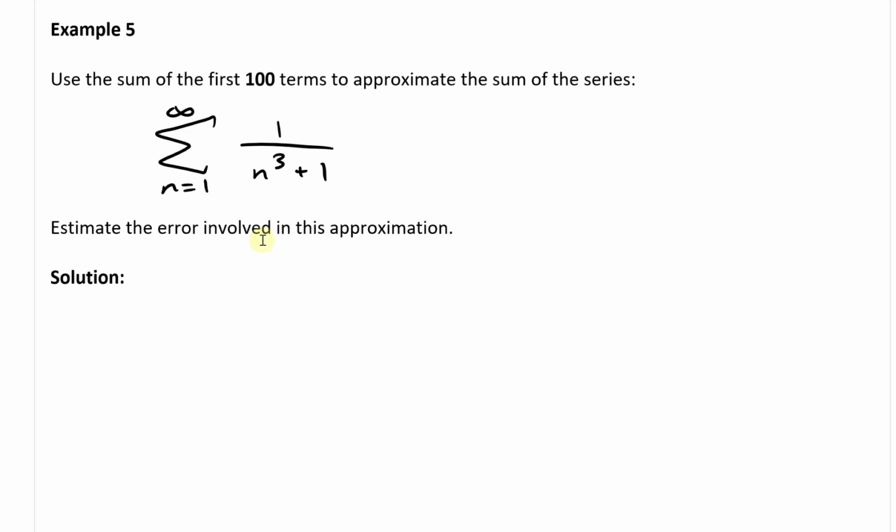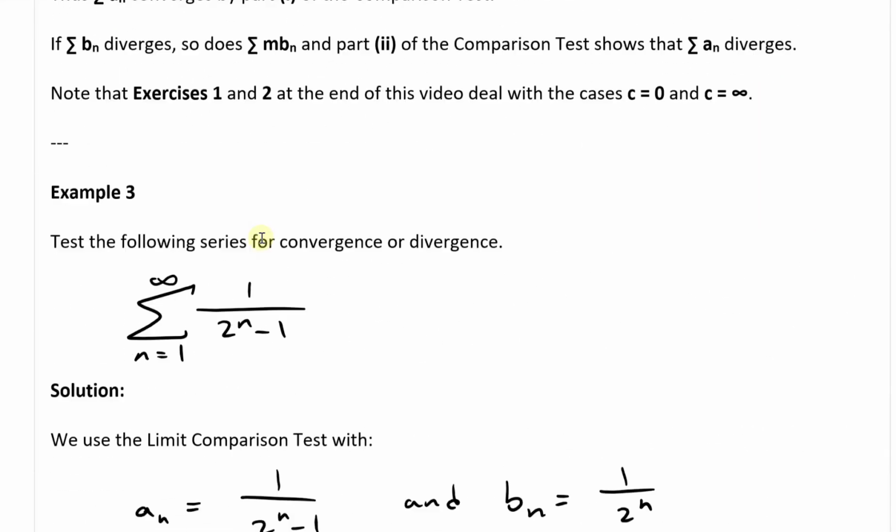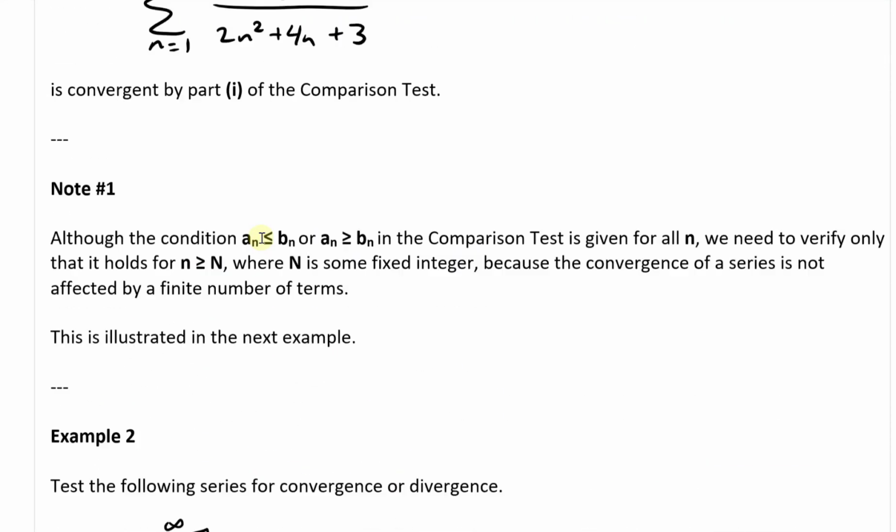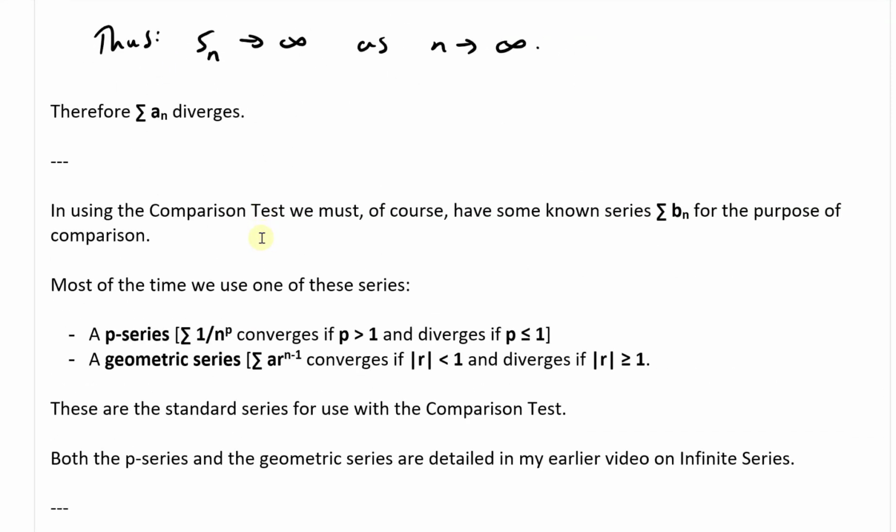Alright, so let's look at the solution. Since we know that this term, 1 over n cubed plus 1, is going to be less than 1 over n cubed, because you just have this extra 1, so you're dividing by a larger number at every single term, and you get a smaller number than without that extra plus 1. So we have 1 over n cubed, which is just a p-series where p is greater than 1. Let's scroll up to what I wrote down earlier in the comparison test area. The p-series, summation 1 over n to the power of p, converges if p is greater than 1 and diverges if p is less than or equal to 1.